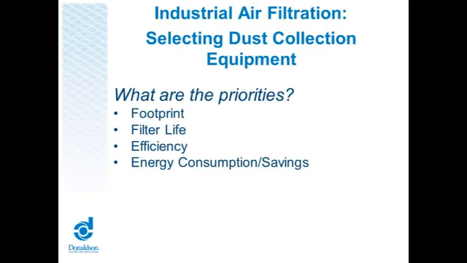Here's another list that could be changed depending on who your customer is and what their importance is: how do you select a piece of equipment? It might be footprint. I need a very, very small collector because I don't have a lot of room in my shop. Very simple. If I'm taking that up with a dust collector, I can't put a piece of equipment that I can make money at in that spot. So footprint becomes an issue. Filter life, obviously: how many times do I have to change my filters in a year or 2 years, so that I know how much capital I have to put into that?